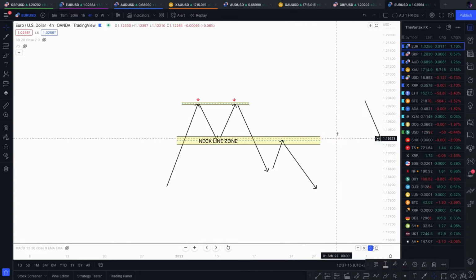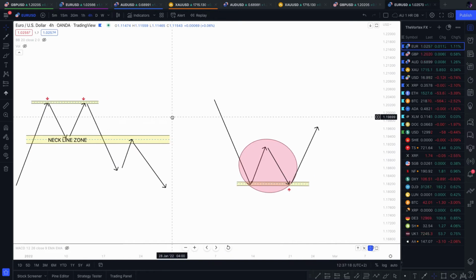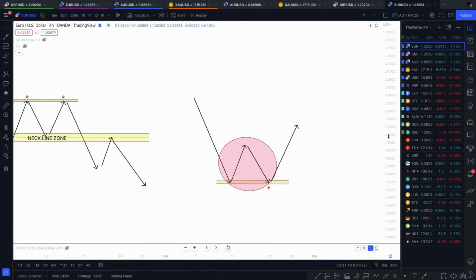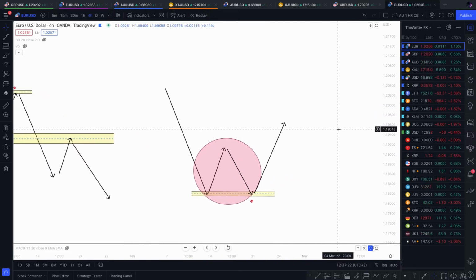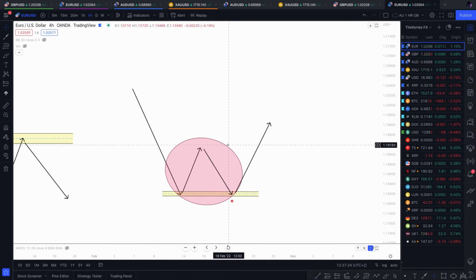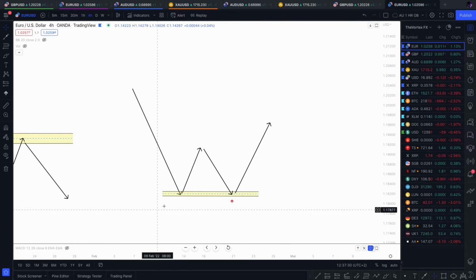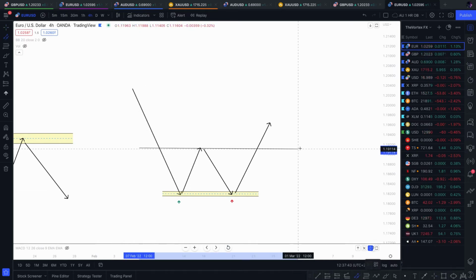Okay, let's do the opposite. Let's scroll right and let's do it as a double bottom. Right, let's remove this circle. Now remember, what are we looking for? Let me just put a little candle there. There is one top. Here is another top. All right, yes, they are green and red. It does not matter. Okay, we're going to have our neckline zone right over here.